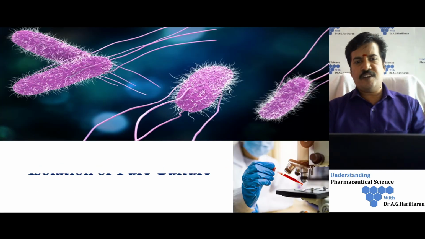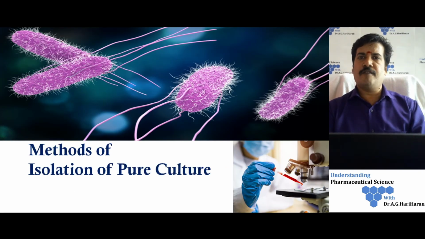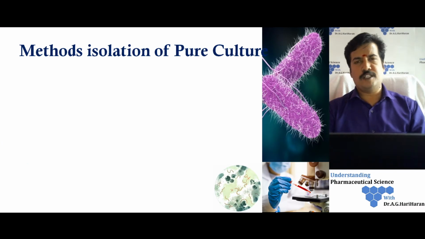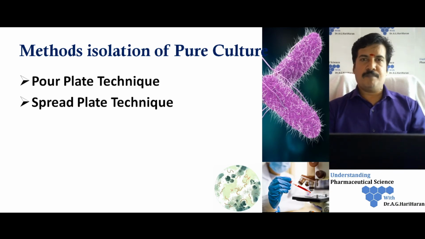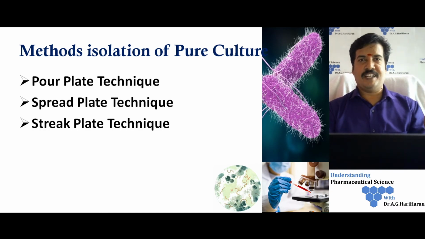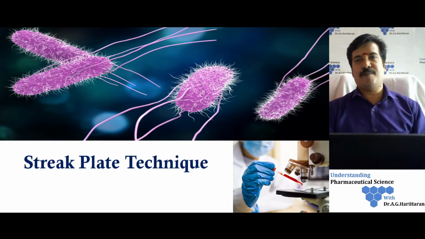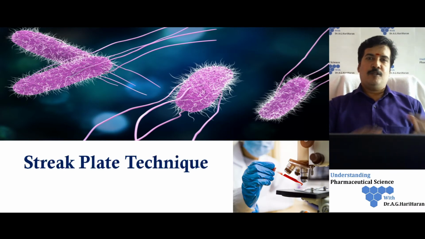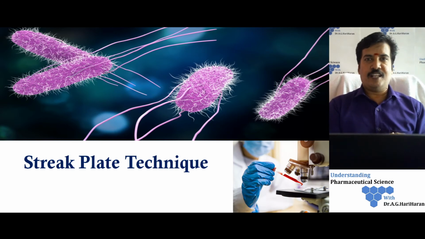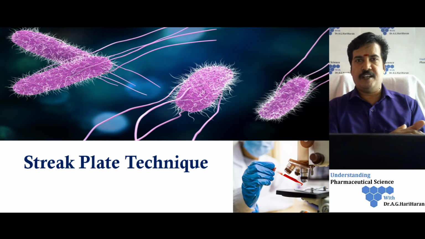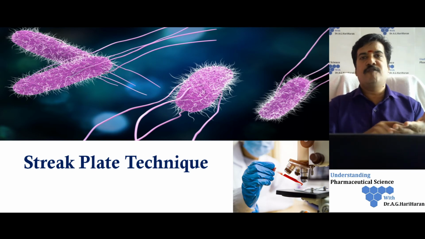There are different methods available for the isolation of pure culture. The most common methods are the pour plate technique, the spread plate technique, and the streak plate technique. In this lecture we elaborately understand how the streak plate technique is performed. The prerequisite for starting this technique is a nutrient agar petri dish, which is divided into 4 zones.